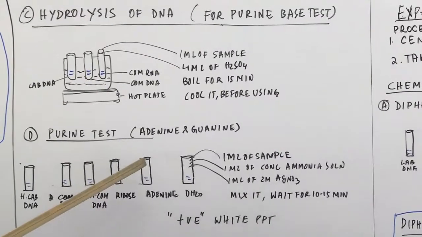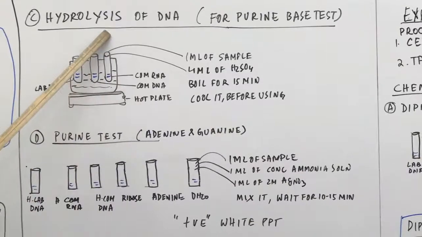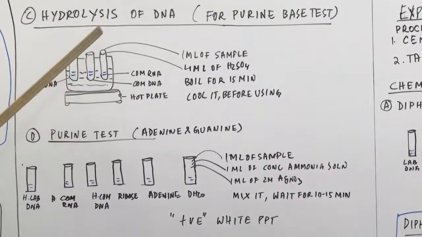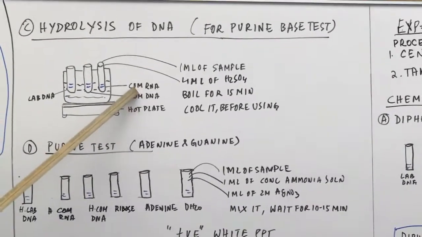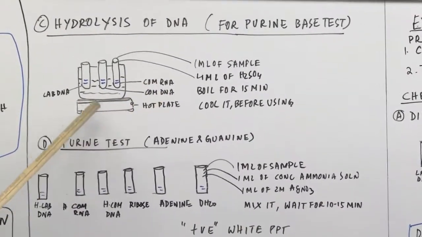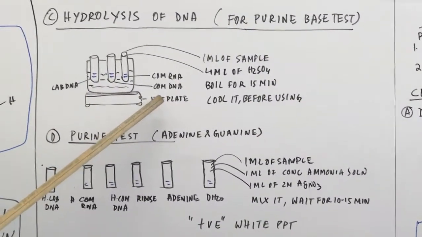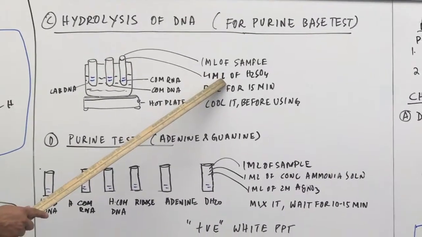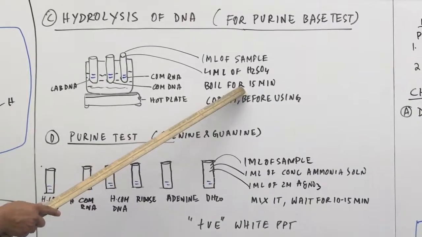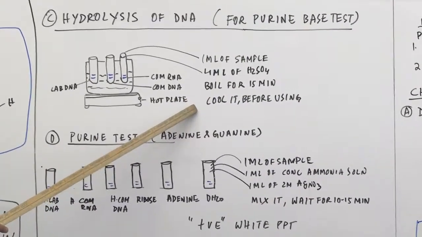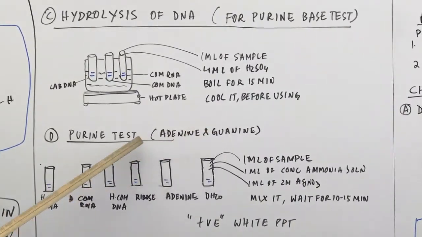Now we will do the purine base test. For this test, we need to hydrolyze our nucleic acid samples. This can be done by adding 1 ml of lab DNA, commercial RNA, and commercial DNA into 3 separate test tubes. After that, we will add 4 ml of sulfuric acid and boil for 15 minutes. After 15 minutes, allow it to cool before using these samples for the purine test.